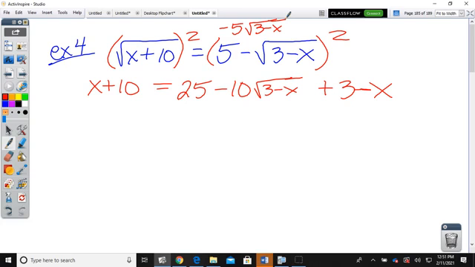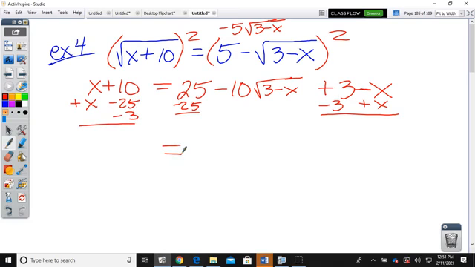So now we've gone from having two radicals to now we just have what? One radical. So we're making progress here. Now can I get that square root by itself? Yes. I'm going to move everything over here that's not with it. So I'm going to subtract 25, subtract 3, and add x. And over here, I'm going to add my x, subtract 25, and subtract my 3.